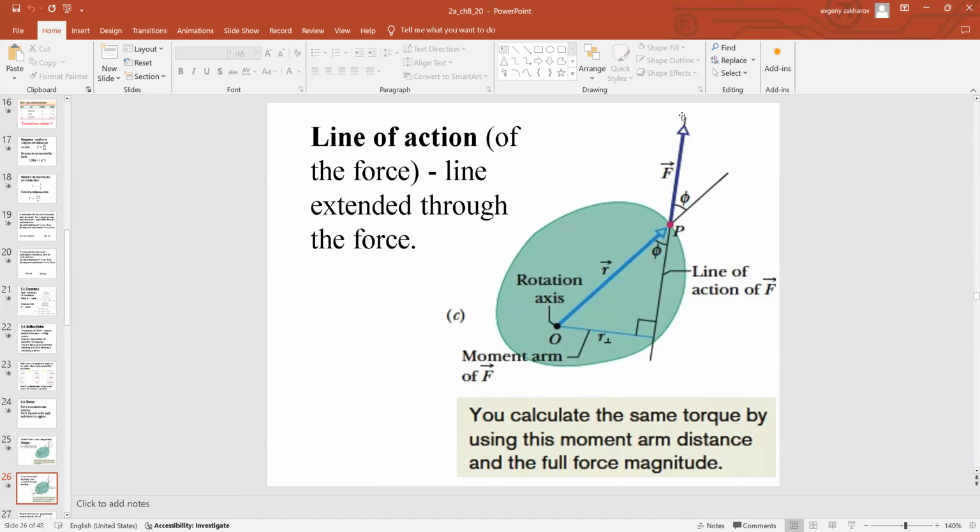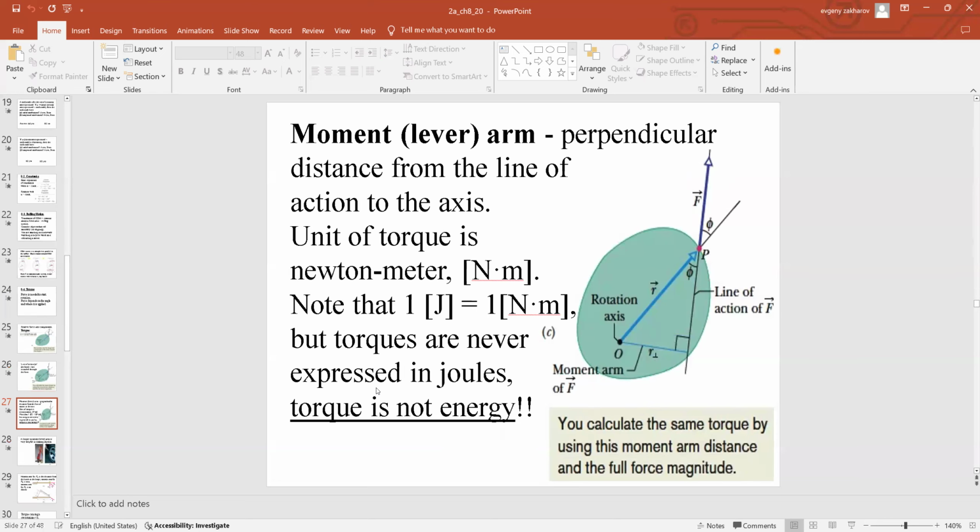So line of action is the first thing. Extend your force up and down, and you will get this line of action for this force. And the smallest distance between axis of rotation and the line of action is your moment arm. Sometimes you will hear the word lever arm. Some books actually have it as lever arm. It's the same thing. Moment arm or lever arm, it is the perpendicular distance from the line of action to the axis of rotation. So smallest distance.